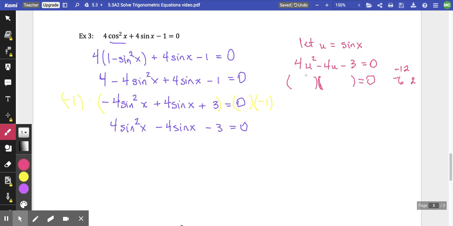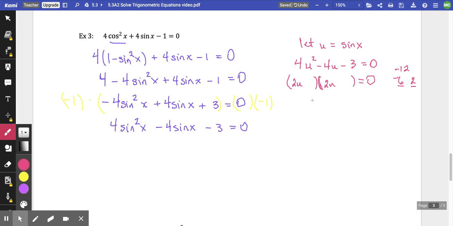Then to get that 4u squared, I have two options. I could either rewrite the 4 as 2 times 2 or as 4 times 1. Keeping in mind that my outside and my inside products need to be a -6 and a +2, if I were to put in a 4, then I wouldn't be able to get either of those numbers. So I'm going to rewrite the 4u squared as 2u and 2u.